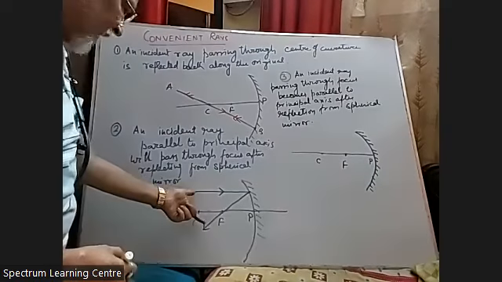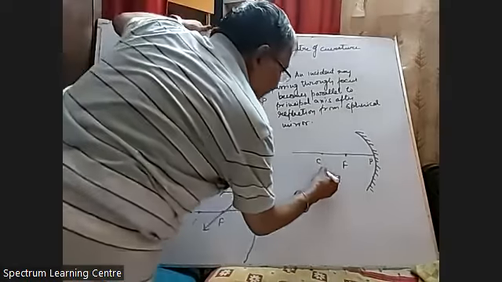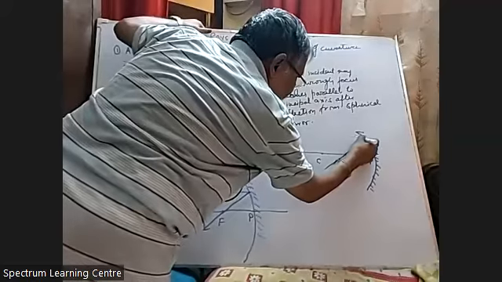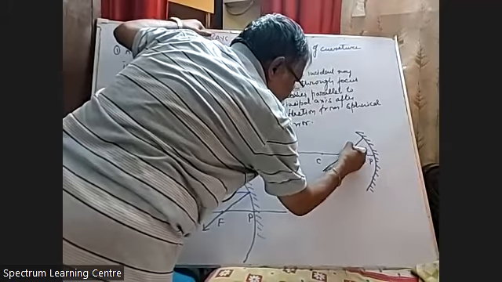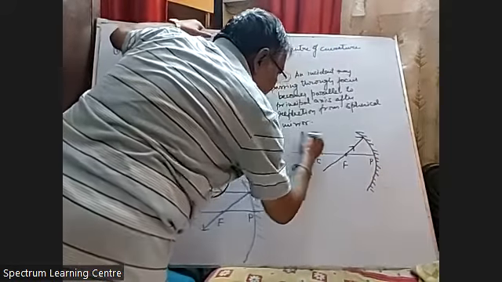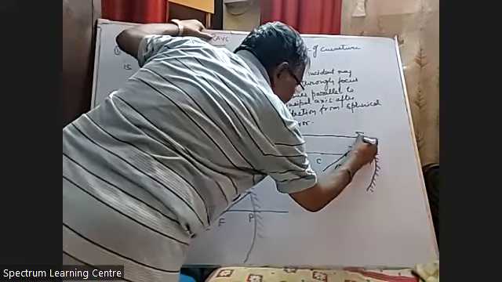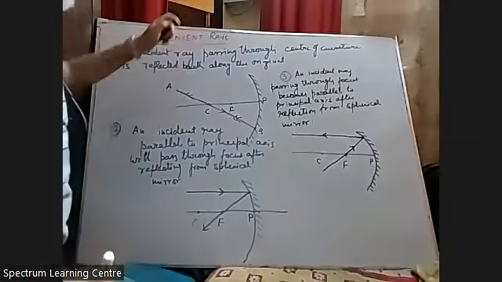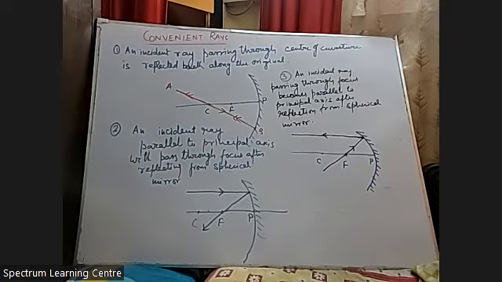See, I am reversing the path of this. Now an incident ray is passing through the focus. After reflection, it will become parallel to the principal axis. So these are the three convenient rays.